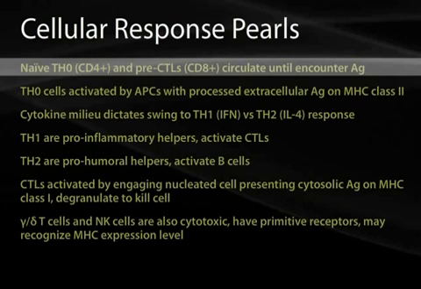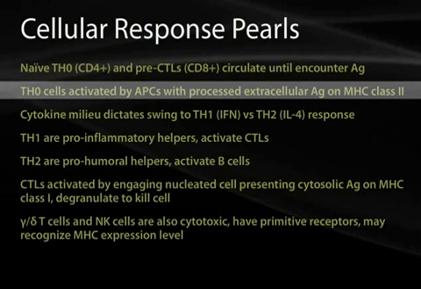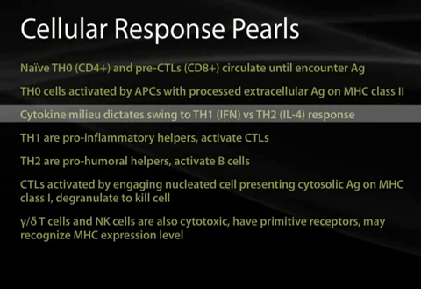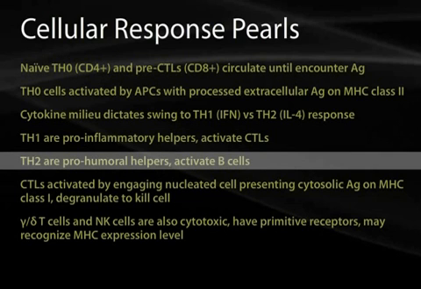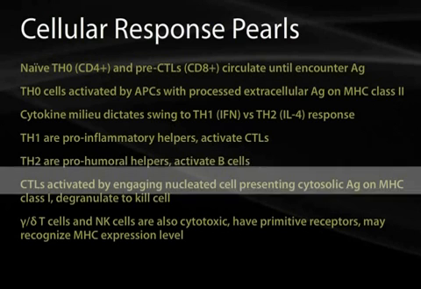As far as the cellular response goes, some more pearls here. Remember that we have these naive Th0 cells or pre-CTLs that will circulate until they encounter antigen. The Th0 cells are activated by APCs with processed extracellular antigen, again MHC class 2, and the cytokine milieu in which this activation occurs will dictate the swing to either Th1 or Th2, depending on the cytokines that are present. Th1 are pro-inflammatory helpers. They activate CTLs, they activate NK cells, they activate macrophages. Th2 are pro-humoral helpers. They activate B cells.